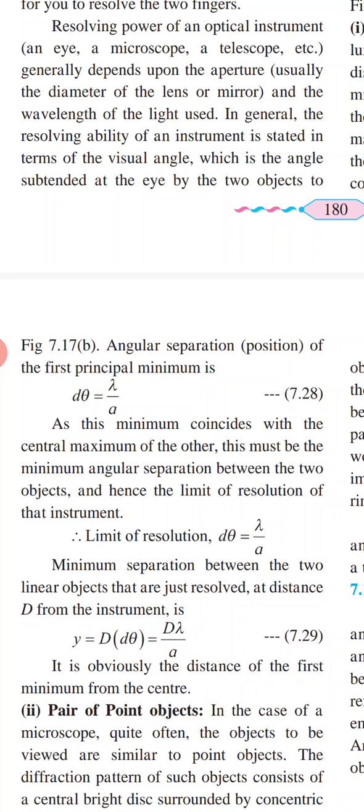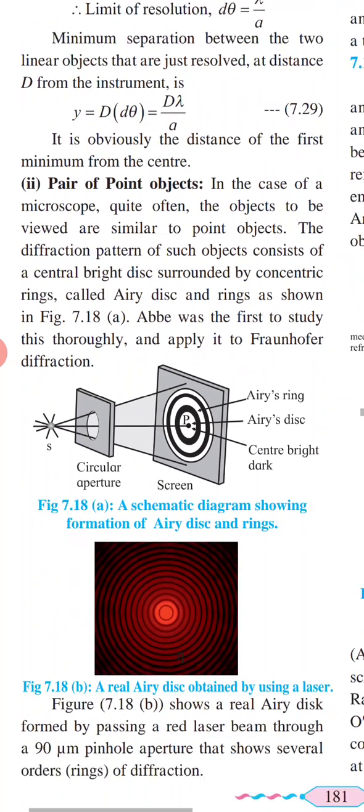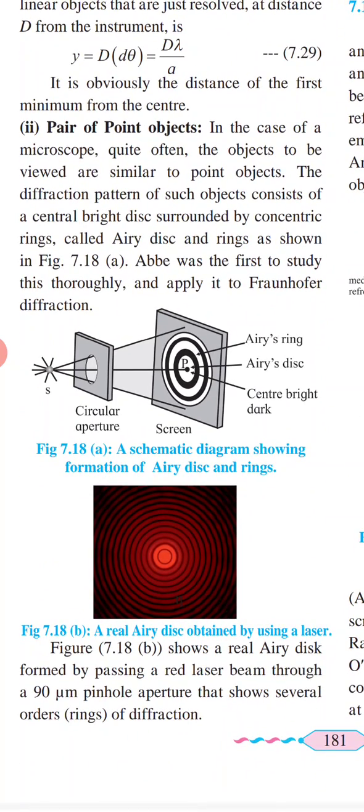Then second, that is pair of point objects. So in the case of a microscope, quite often the objects to be viewed are similar to point objects. The diffraction pattern of such objects consists of a central bright disk surrounded by concentric rings, called Airy disk and rings, as shown in figure 7.18.